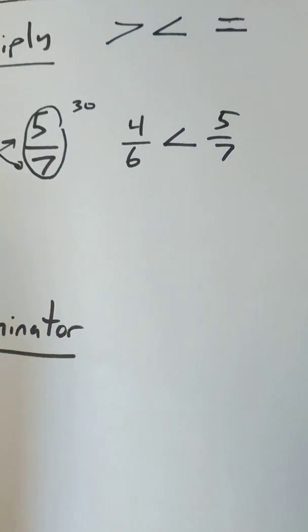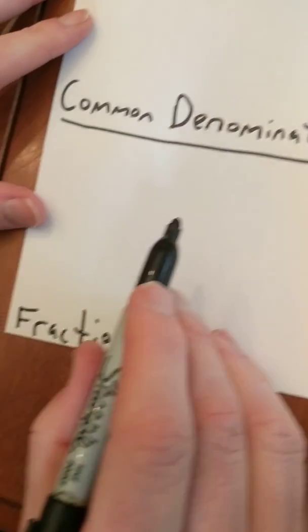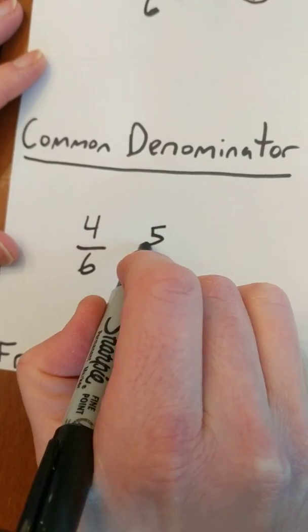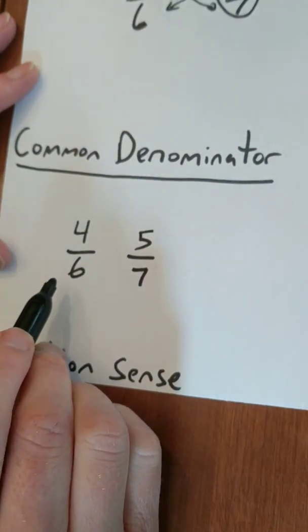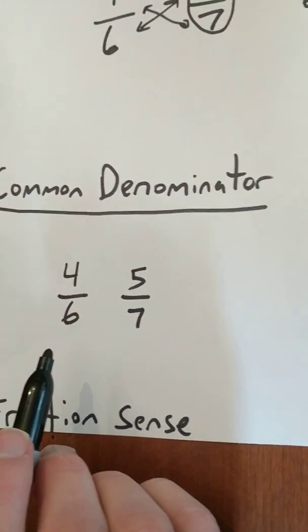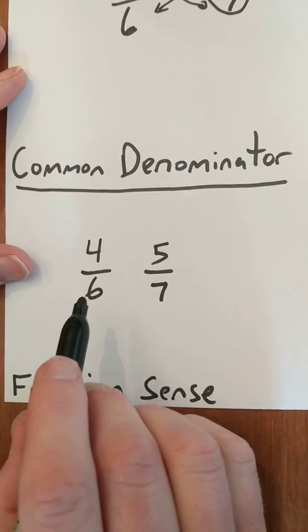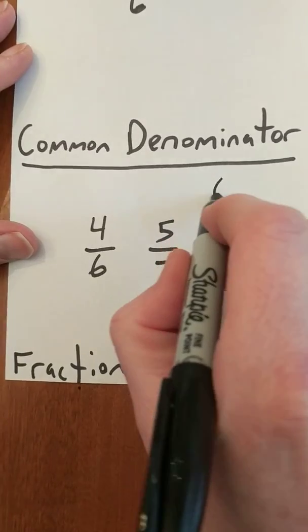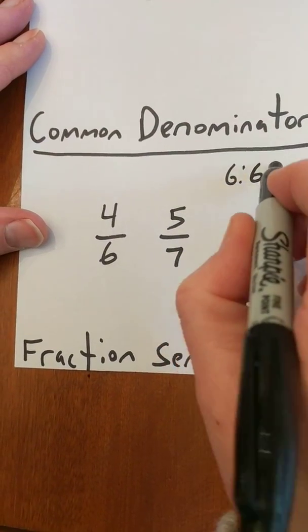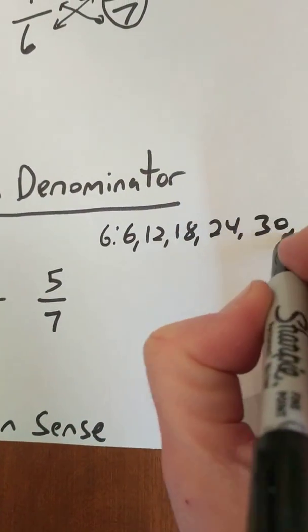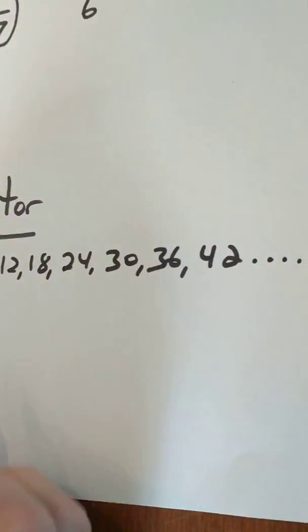Another way to do this is finding a common denominator between the 2 fractions. If you have these same 2 fractions, you are going to find multiples of 6 and multiples of 7 and find where they have the same multiple. You're looking for the least common multiple. So what are the multiples of 6? Well, they're your times tables. 6, 12, 18, 24, 30, 36, 42. And I'll stop there. It goes on and on forever.